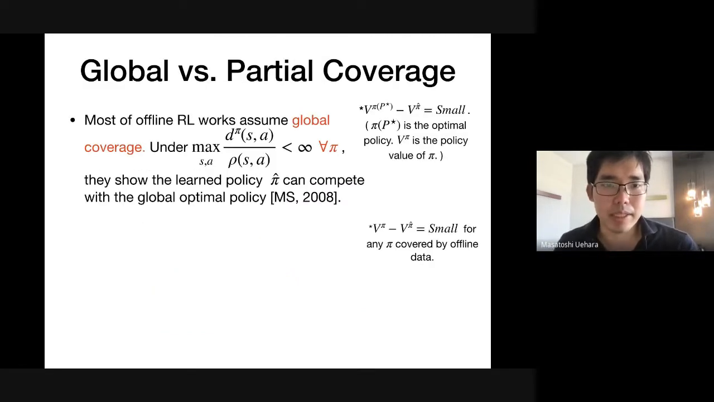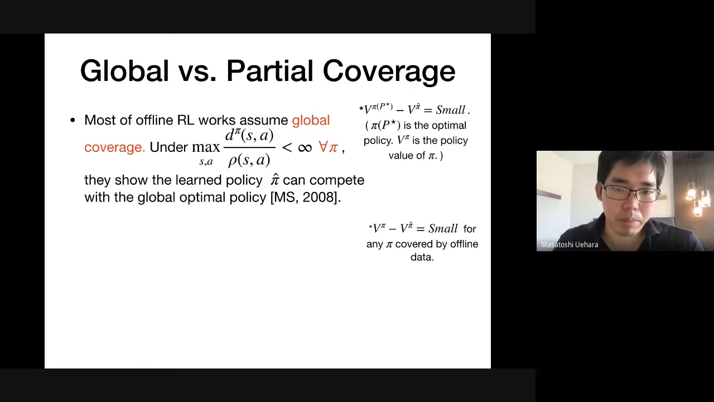Let me formalize the meaning of exploratory. As I said, most offline RL work assumes a global coverage assumption. Global coverage means that the data is fully exploratory. Mathematically, it means that the L infinity norm of d pi over rho is bounded for any policy pi. I didn't define what d pi is, but d pi is the distribution of state and action induced by a policy pi. I'm going to define it later.